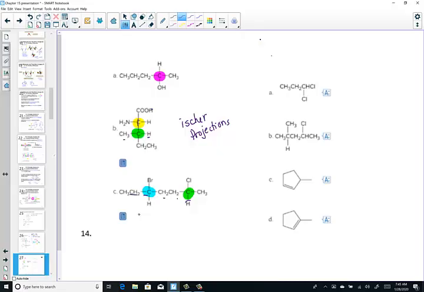You've got some more over on this side. When I draw out the structure of letter A, I can see a 1, 2, 3 carbon chain. I'll probably have to number it from the opposite direction. 1, 2, 3 carbon chain. Carbon 1 has 2 chlorines and a hydrogen. I don't find any chiral. There is nothing going on in there. Achiral. Let's see what else we have.